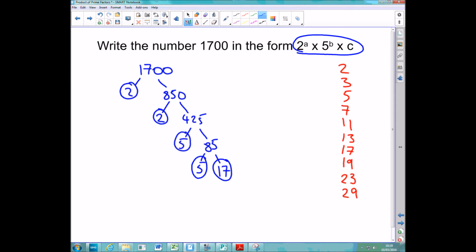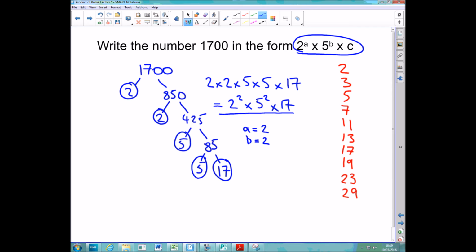So again, I'm going to write this out, just like I did before: 2 times 2 times 5 times 5 times 17. But remember, I've got to write it in indices form, so that is 2 squared times 5 squared times 17. So looking at this form that I've circled at the top here, that must mean that A is the number 2, B is also the number 2, and C is the number 17.